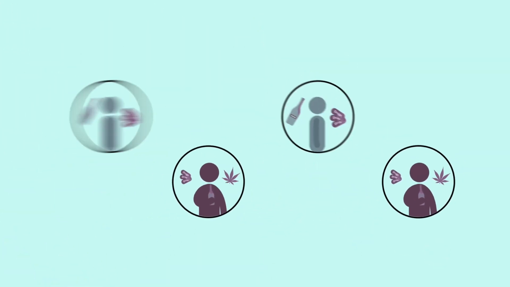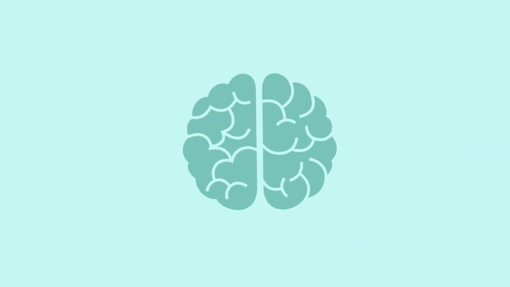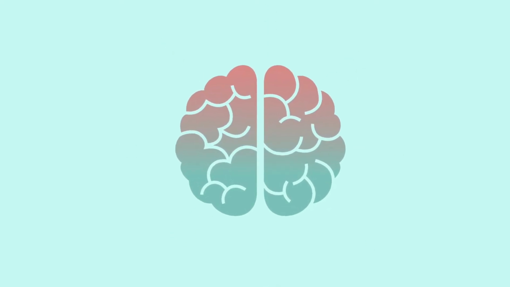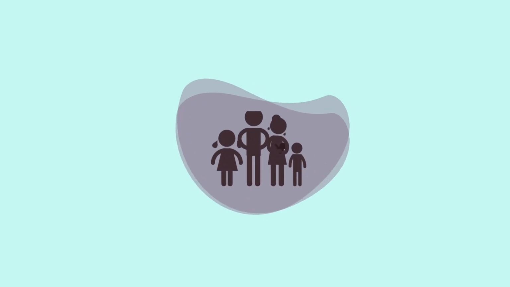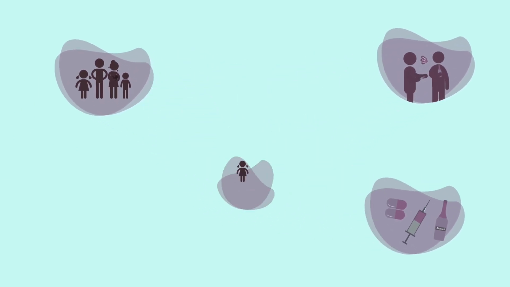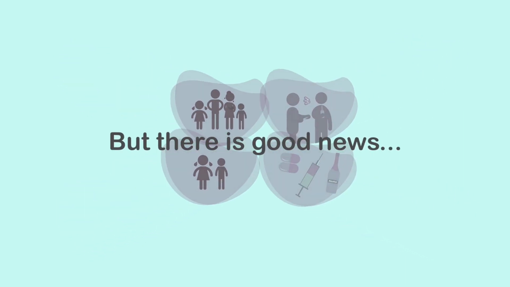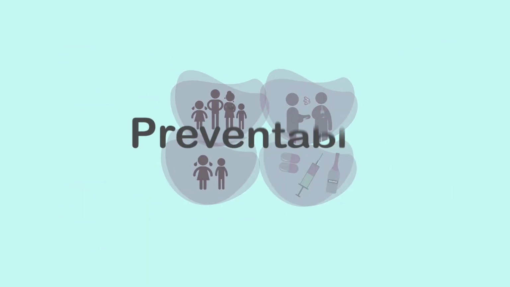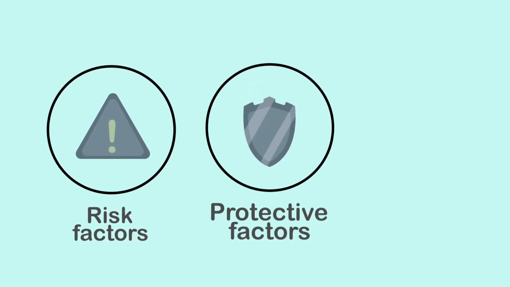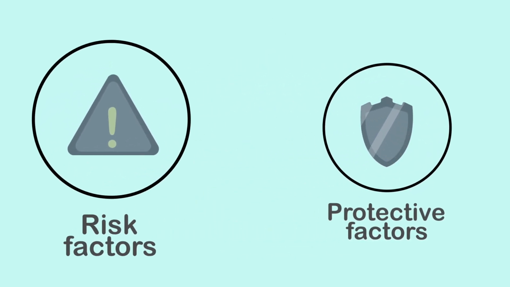So why don't all people who use alcohol or drugs become addicted? There are factors that contribute to the development of a substance use disorder, including individual factors, like genes and age of exposure, and then environmental factors, like drug availability. But there is good news. Addiction is preventable. The key factors that aid in preventing addiction can be categorized into 2 parts: risk factors and protective factors.